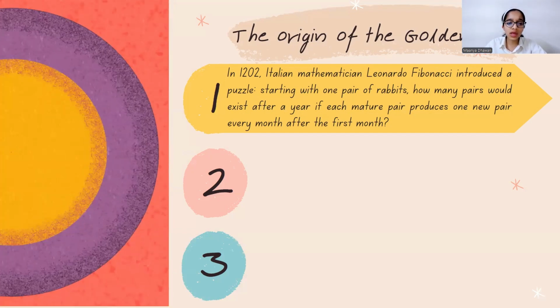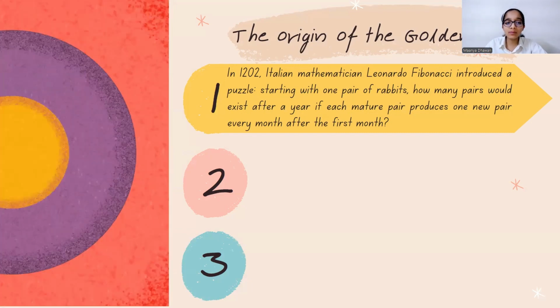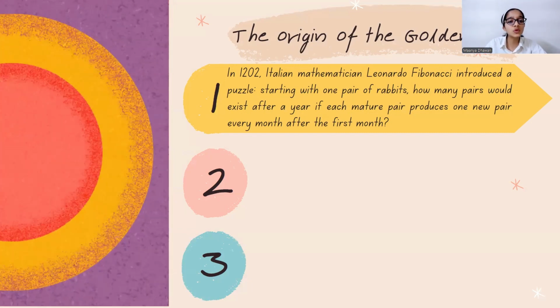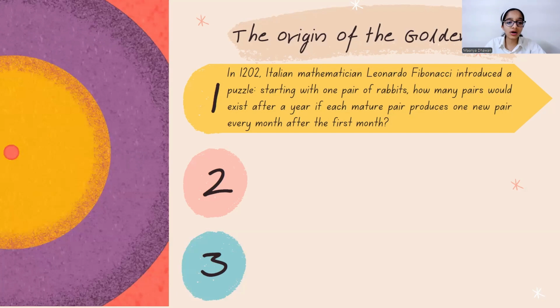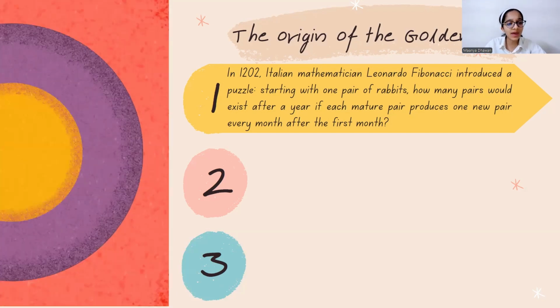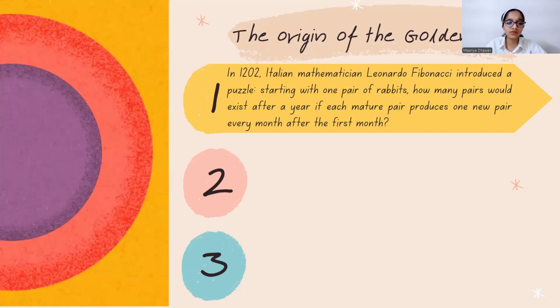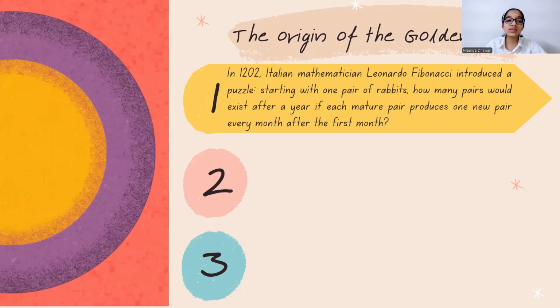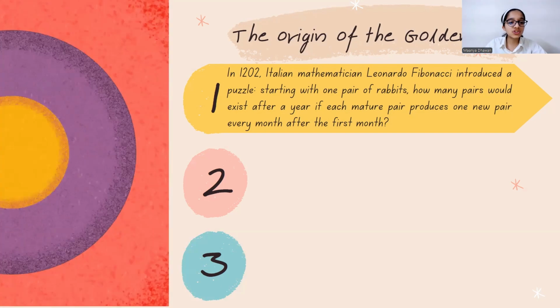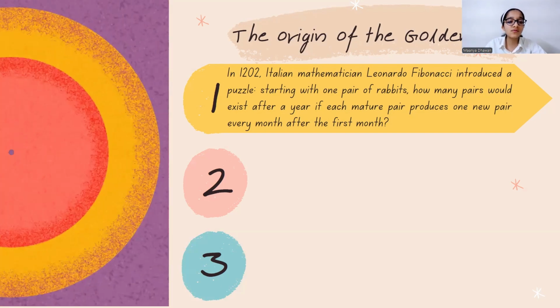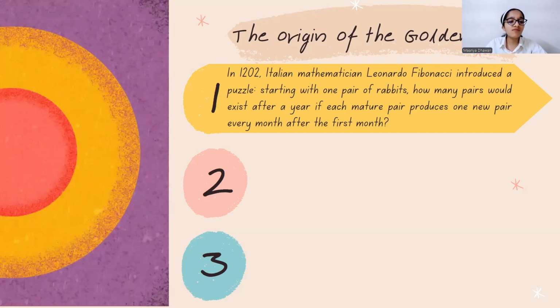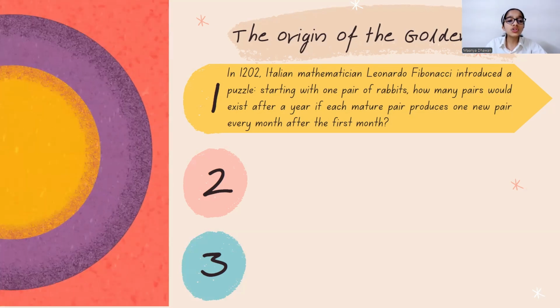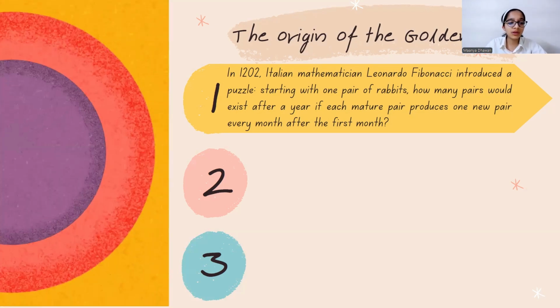So for the first month, there is only one pair. In the second month, when the female gives birth, we have two pairs of rabbits in all. And similarly, during the third month, the original pair of rabbits produce another pair of newborns while the first offspring grows into adulthood. This gives us three pairs of rabbits, in which two will give birth to two more pairs in the fourth month. Fibonacci eventually concluded that in a year, 233 pairs of rabbits would be born.